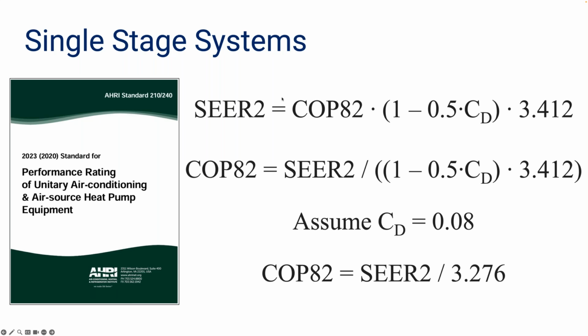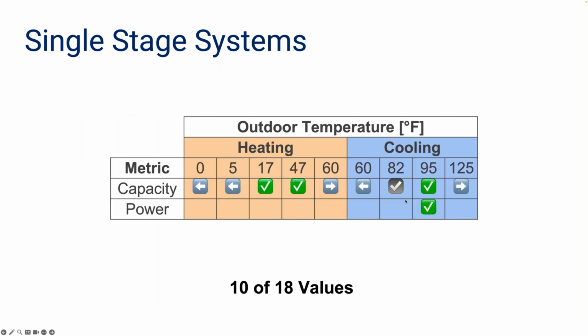Now, the AHRI standard has a set of equations for both SEER2 and HSPF for each of the different types of staging equipment: single stage, 2-stage, and variable stage systems. This is by far the simplest of the 6 combinations. So calculating SEER2 for single stage is very simple, and we can use it almost directly to get the COP82. And with the power at 95, we can calculate what the power at 82 is. And then we can extrapolate to fill in the rest of the cooling power values.